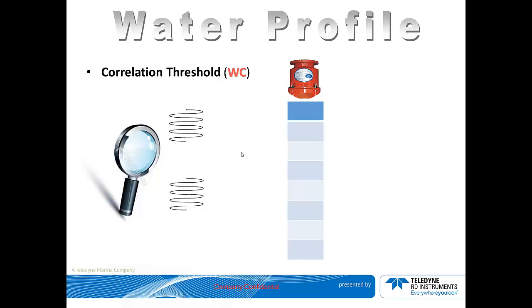The correlation is again expressed in the unit of counts. If the correlation of the two signals exceeds the threshold set by the WC parameter, then the DVL would consider the signal as good. Otherwise, it will be rejected and would not be included in the processing.